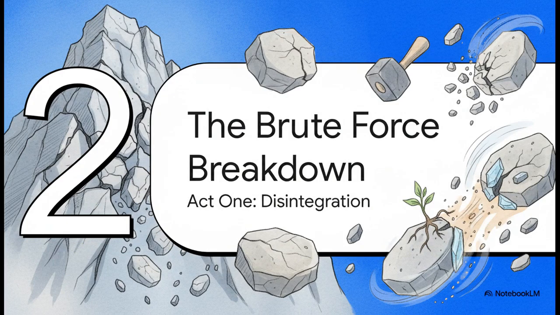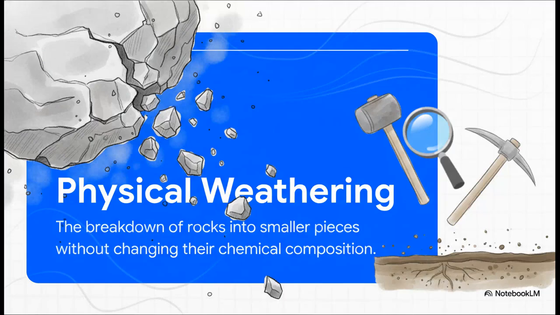So how do we get from a solid mountain of, say, granite to something plants can actually grow in? Well, you can think of it like a two-act play. And Act 1 is all about brute force, the physical breakdown of big rocks into little rocks. This is what we call physical weathering, or disintegration, and it's pure demolition.